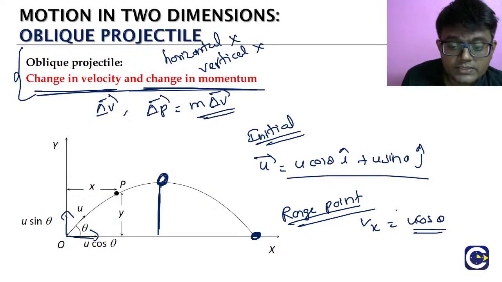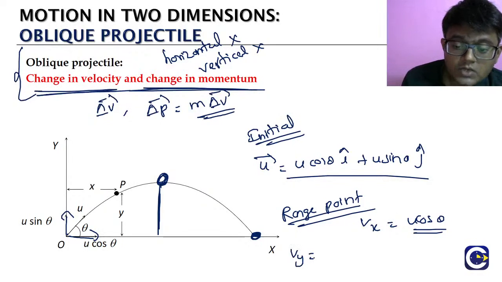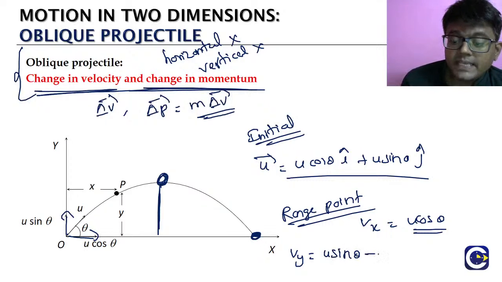Horizontal component everywhere is constant. But what about the vertical component? Vertical component எப்படி வரும் பாருங்க. What is the vertical component formula? U sin theta minus G into T தானா?